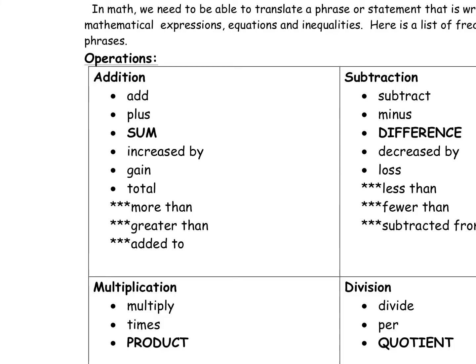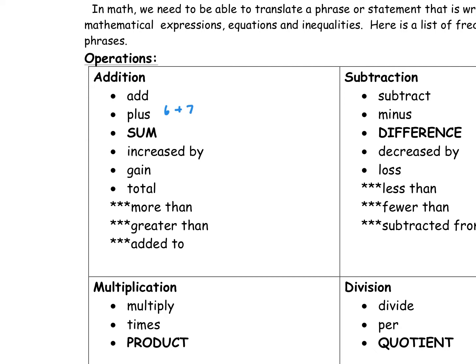So let's focus our attention on the words and phrases that refer to addition. We have add, plus, sum, increase by, gain, total, more than, greater than, and added to. Again, there are many other words and phrases we could come up with. That said, these words are used frequently. And generally speaking, we write the phrase in the order that it's given. For instance, if they said 6 plus 7, we would write 6 plus 7.